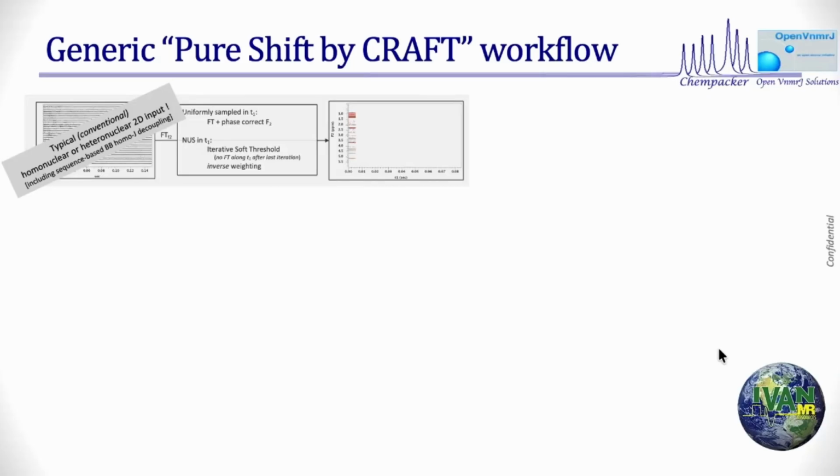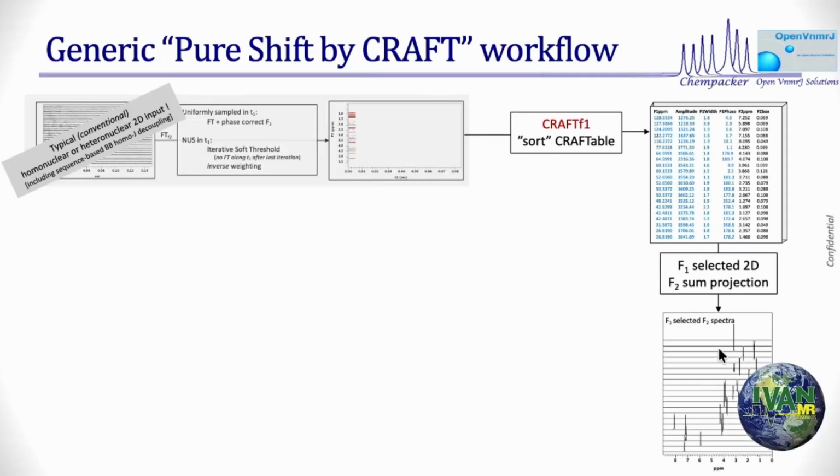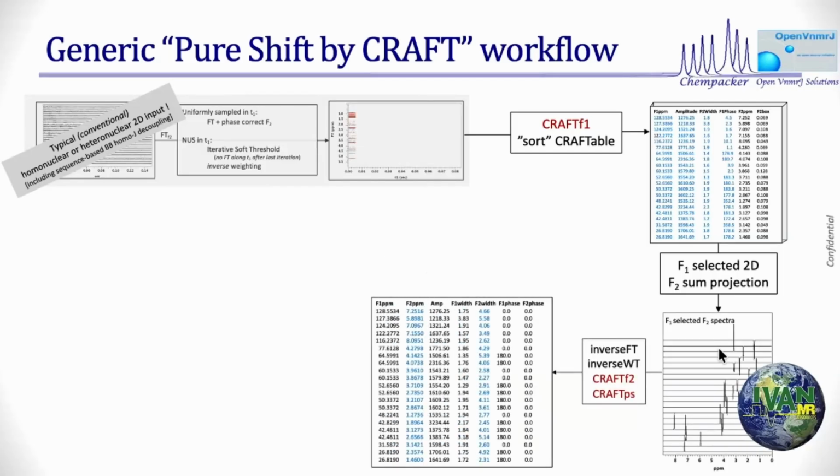For those who are not there, the generic pure shift CRAFT workflow will be like this. I will go from any conventional homonuclear or heteronuclear 2D input. No processing yet. I do a Fourier transform of the T1 dimension, then CRAFT on F1 of the T1 dimension, then an inverse Fourier transform, and then do my T2. So it's a 3-step process instead of a 2-step FT 2D.